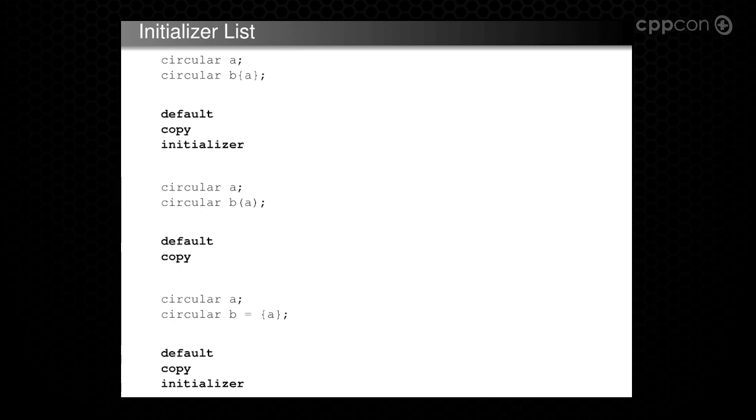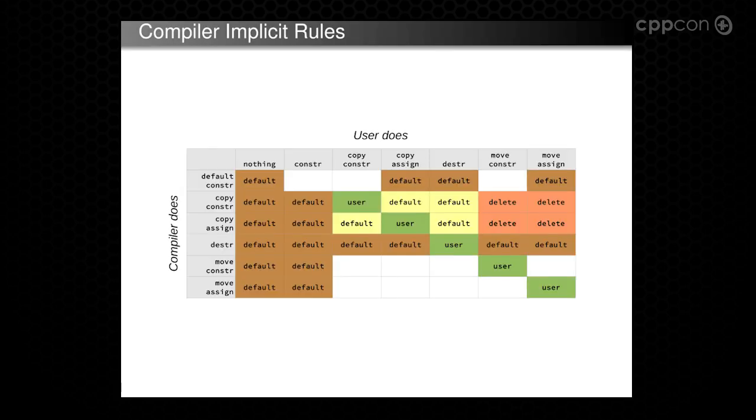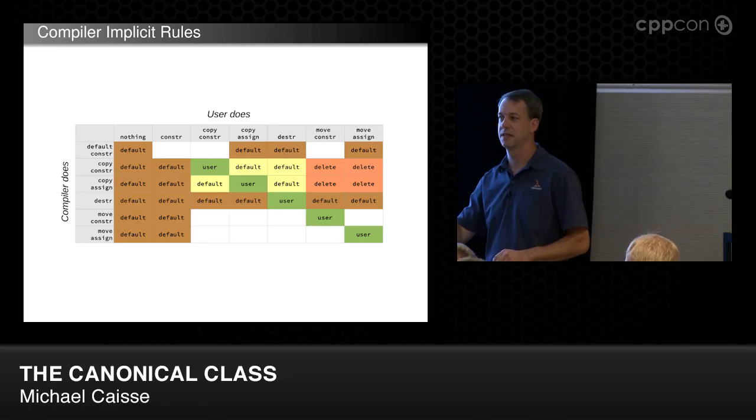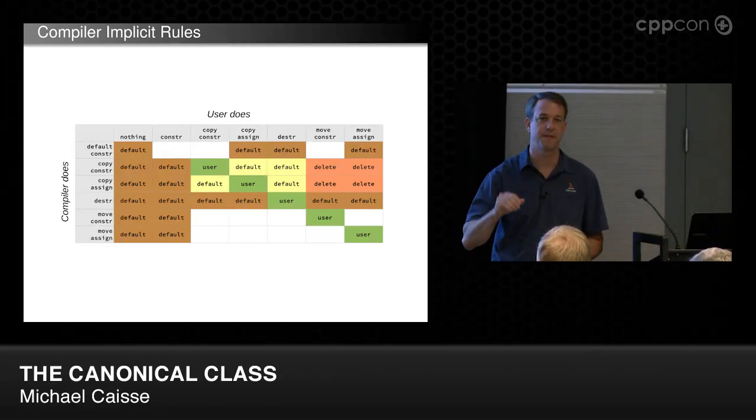All right, so let's end up here with a couple of observations. So we've got the rule of 3, and we've got the rule of 4 and 5, and the rule of 0, and we've got this eye chart. What I want you to do is walk away and think about something a little bit different. I want you to think about not the rules that we have, not the eye chart at the moment. I want you to think about the semantics of the thing that you're writing.